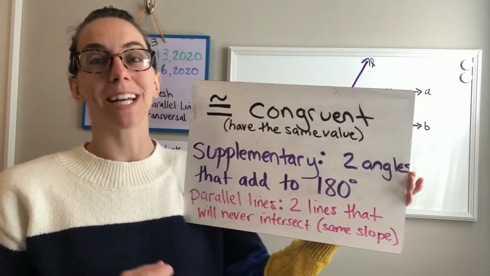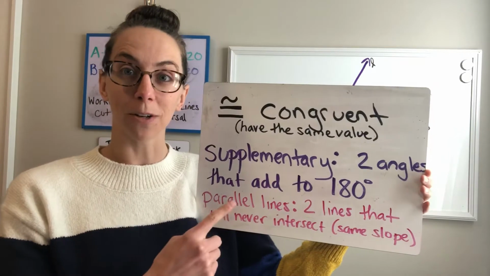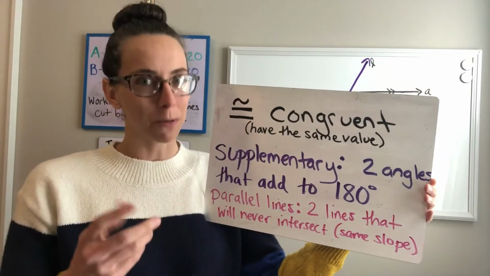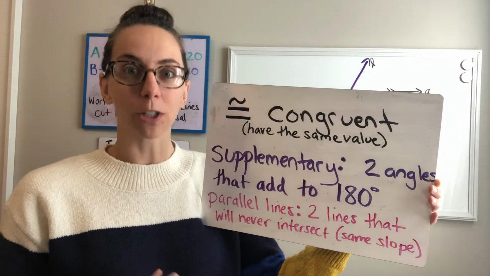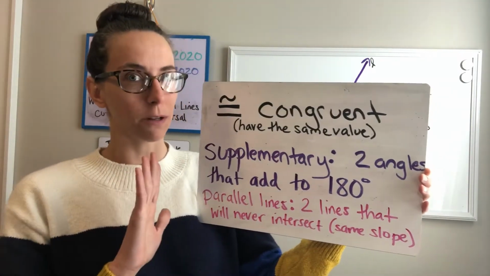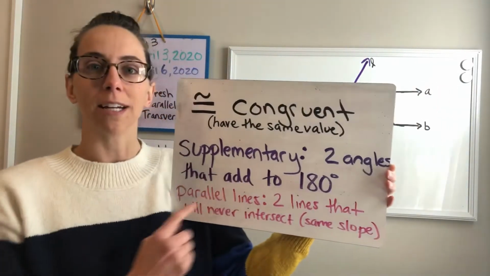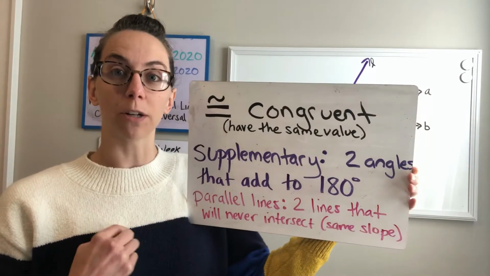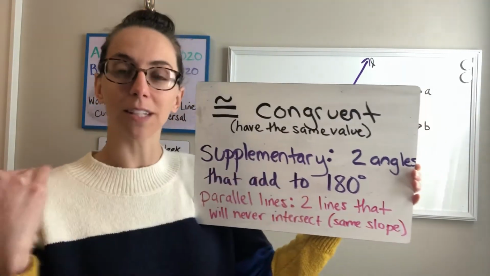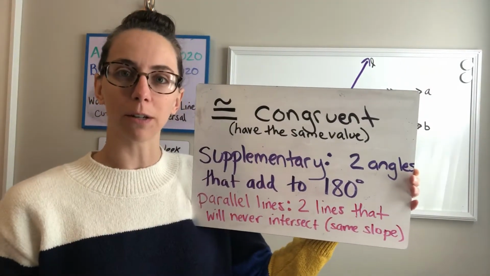Supplementary, that means that two angles add up to 180 degrees. The other one we're thinking about is complementary. Those are when two angles add up to 90. We don't need those today. But supplementary, again, is when two angles add up to 180 degrees, or they make a linear pair, right? So they're going to make a straight line when you add those two angles together.